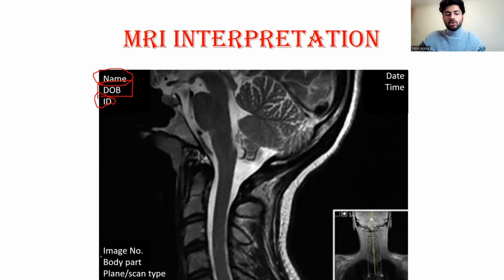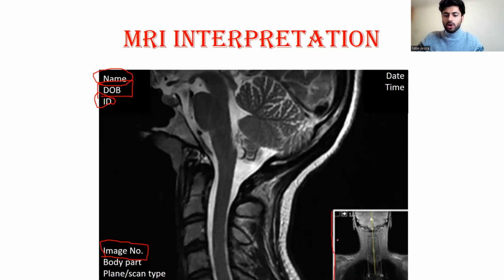Then the second thing you need to see is the image number. Every MRI scan has various slices. It will be a big thin sheet with multiple slices and scans. So the image number will tell you which part of this image you are talking about.